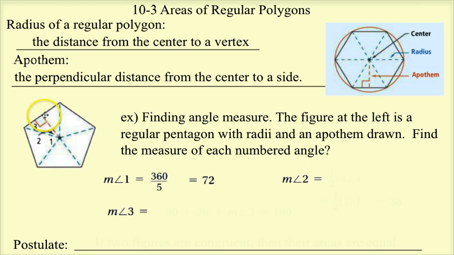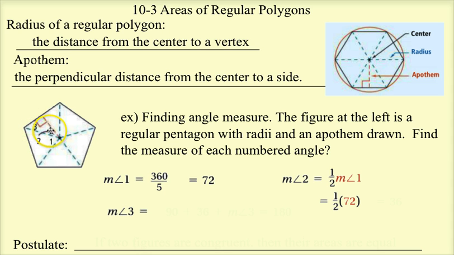Now the red line is the apothem. The apothem took one of these isosceles triangles and divided it in half. So the measure of angle 2 is going to be half of what angle 1 was. The apothem was a line from the vertex perpendicular to the side. So angle 2 is half of 72 degrees, which is 36 degrees. You can just write 36. So angle 2 is 36 degrees.